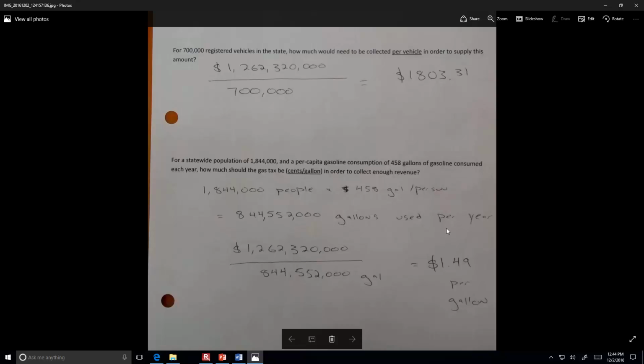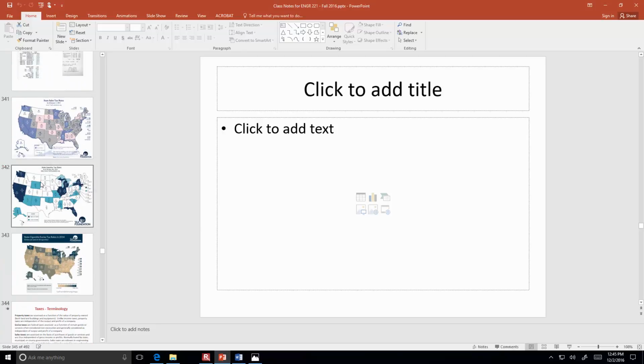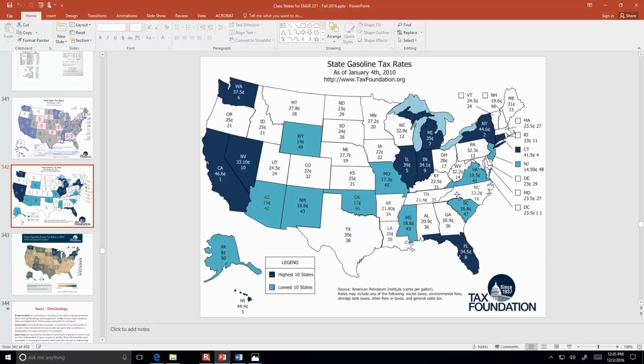So if we were going to collect that much revenue, 1.2 billion, on the basis of 844 million gallons of gasoline, then what we should be collecting is $1.49 in taxes per gallon. What we are collecting in fuel tax is a lot less than that. The gasoline tax rate is 32 cents per gallon.